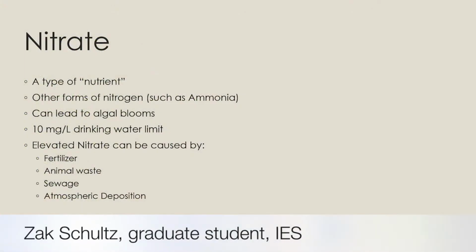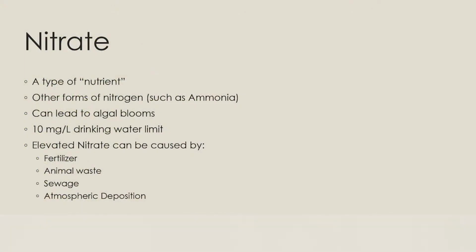Nitrate is a form of nitrogen and is a type of nutrient. There are other forms of nitrogen, such as ammonia, that we also refer to as nutrients, and that, when present in excess in aquatic systems, can lead to algal blooms. Nitrate specifically also has a drinking water limit of 10 milligrams per liter, meaning that drinking water containing more than that value is considered to be unsafe. Elevated levels of nitrate can be caused by fertilizer runoff, animal waste, sewage, or atmospheric deposition.